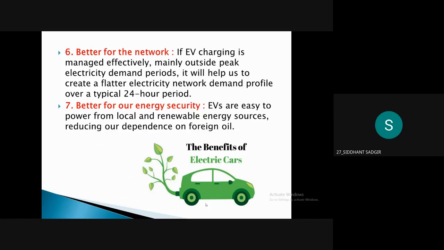Seventh, better for your energy security. Electric vehicles are easy to power from the local network and renewable energy sources, reducing the dependence on imported oil.